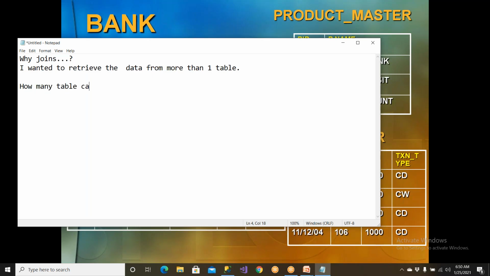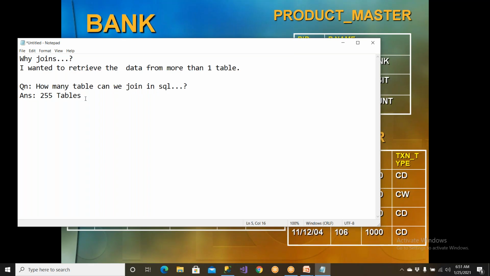How many tables can we join in SQL? Can we join only two tables or three tables or five tables? How many tables can we join? The answer is we can join 255 tables. Clear? We can join 255 tables in SQL.